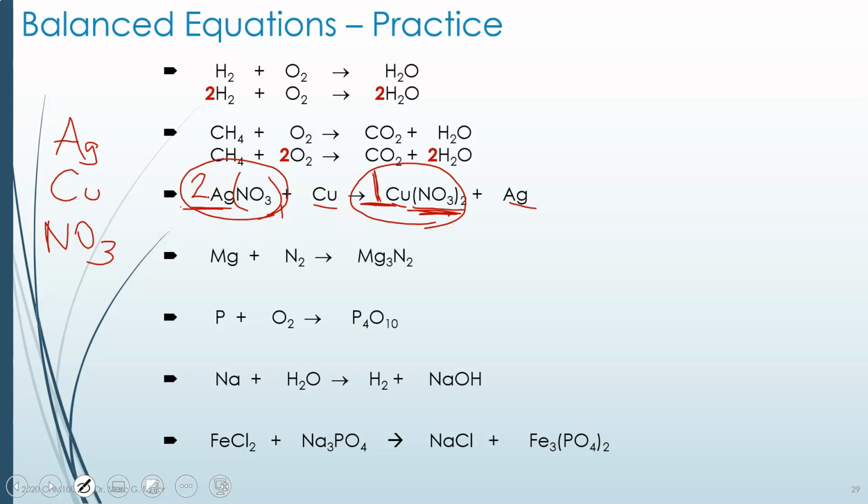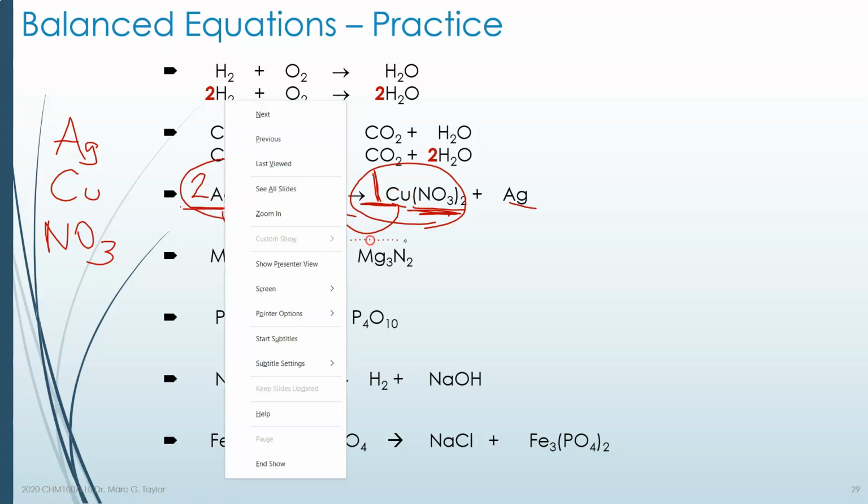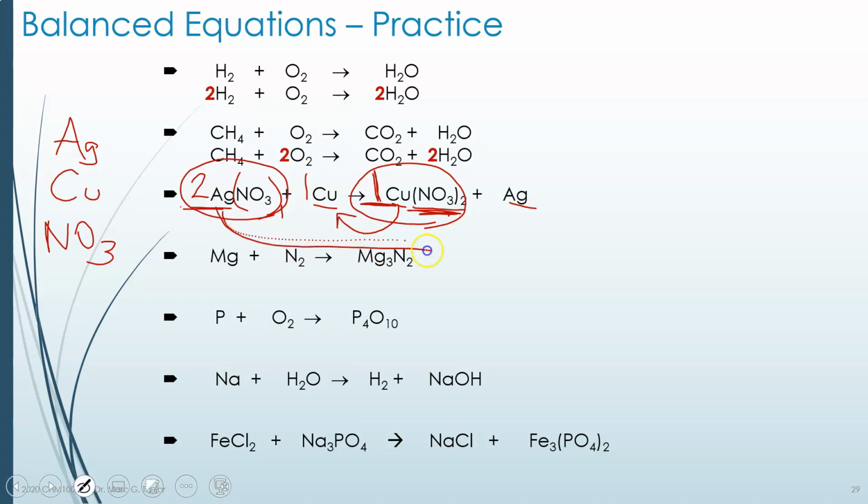So now we know the ratio of those two substances. That's set. They might end up being double that. It might be 4 to 2 or 6 to 3, but the ratio is still 2 to 1. Nothing will change that. Now we have information. The 1 copper tells us, oh, I need 1 copper. And the 2 silver tells us that I need 2 silver products.